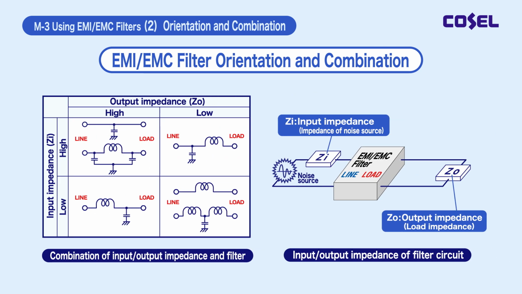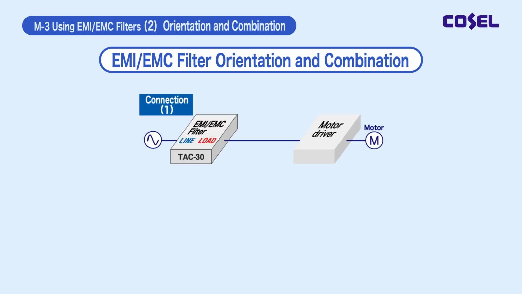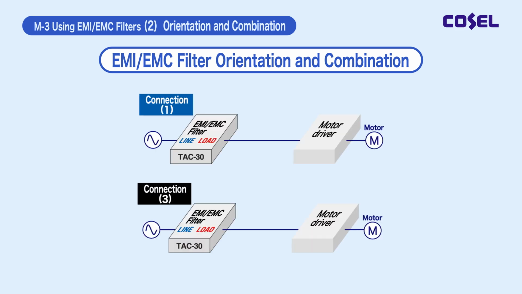A typical EMI/EMC filter is a low-pass filter configuration that combines L and C. The optimal EMI/EMC filter circuit configuration depends on the input impedance on the input side and the impedance of the device. If the desired attenuation effect is not obtained, the input impedance or the impedance of the device may be affected. Additionally, two EMI/EMC filters can be used in series.